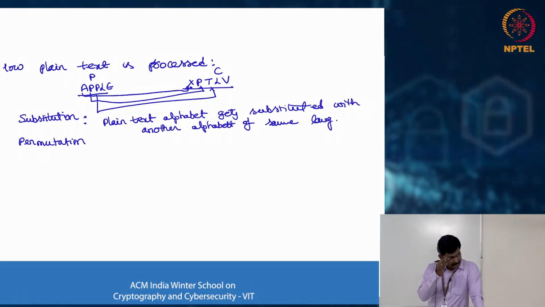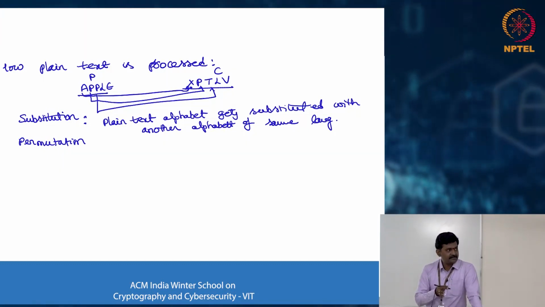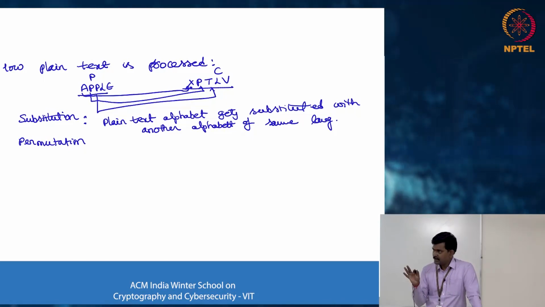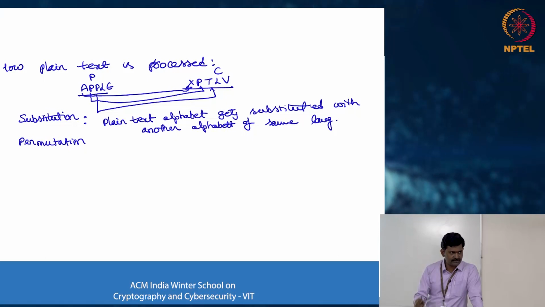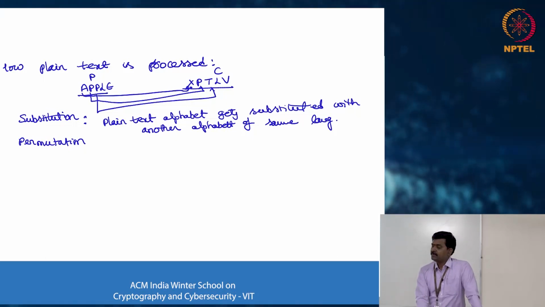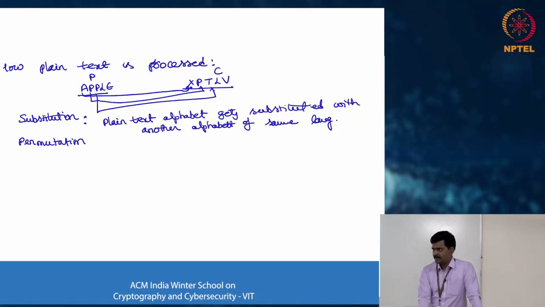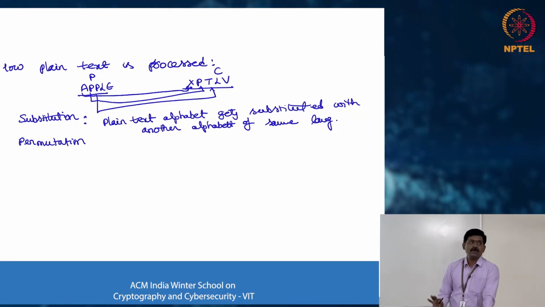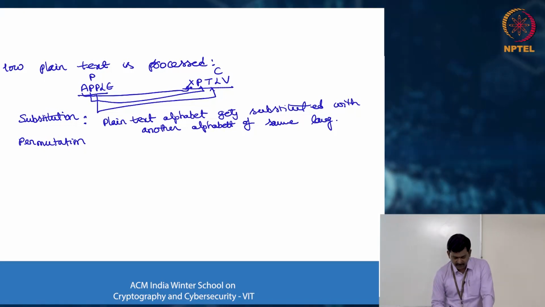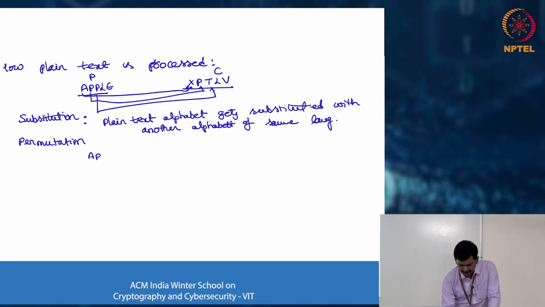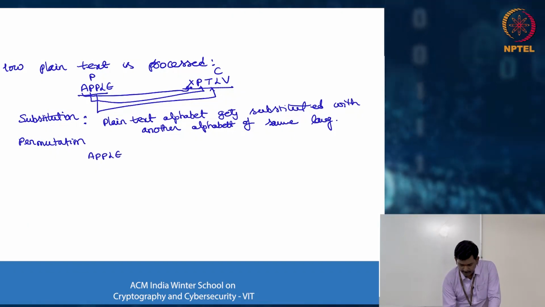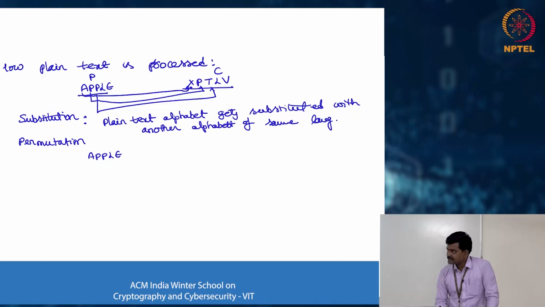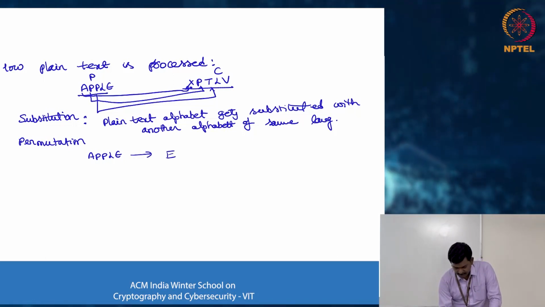We repeat. You take 26 alphabets, get substituted with 26 alphabets, any of the alphabets. That is one approach. The other approach is permutation. What is permutation? Now, I want to encrypt the word apple. Again, let us take apple. What I did, I got the cipher text this way. The cipher text I got is ELPPA.